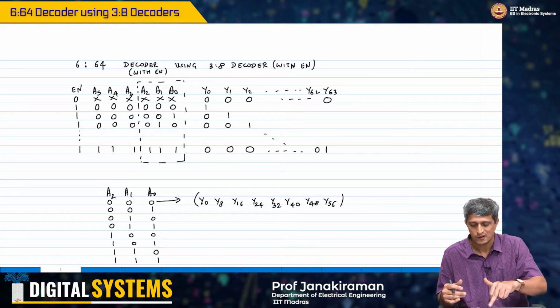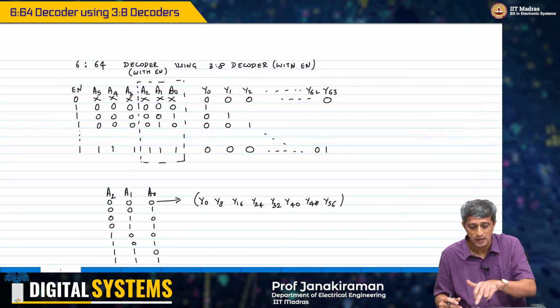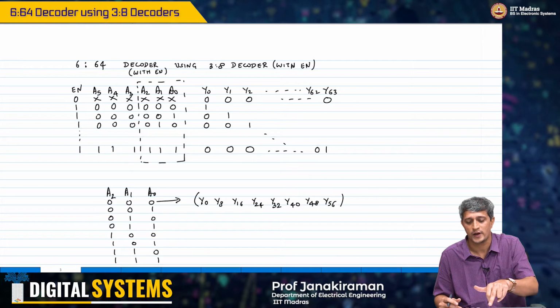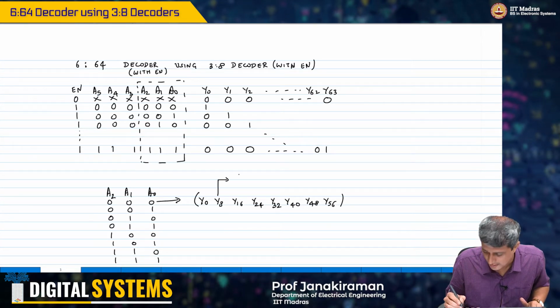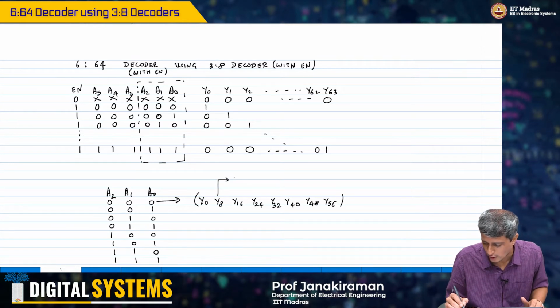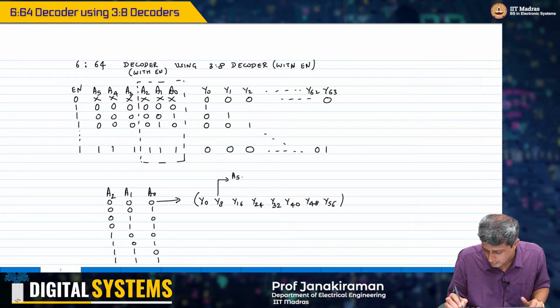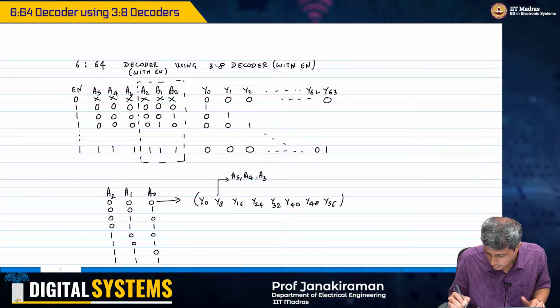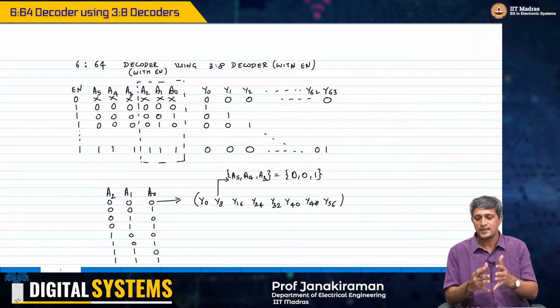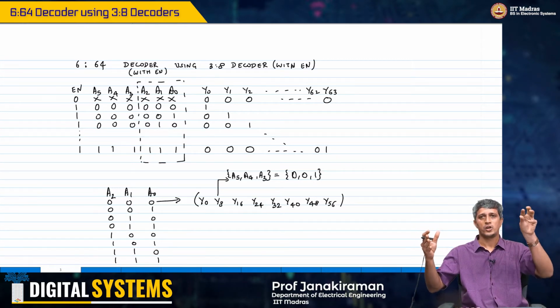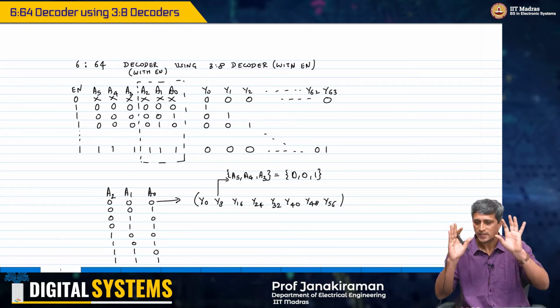And each of these gets determined by the combination of A5, A4, A3. So for example, if you take Y8, the combination of A5, A4, A3 must be 0, 0, 1. Then the 6-bit number will read as 0, 0, 1, 0, 0, 0, which is 8.